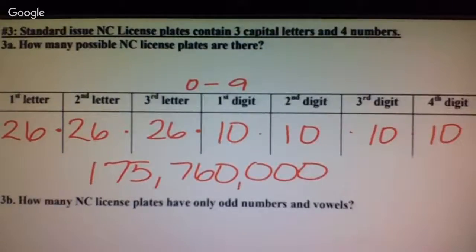That's 175,760,000 license plates in the state of North Carolina. That's just the people that have the normal license plates, not the 30-day ones, not the special ones. That's not the people that drive without a plate, that I've seen several.